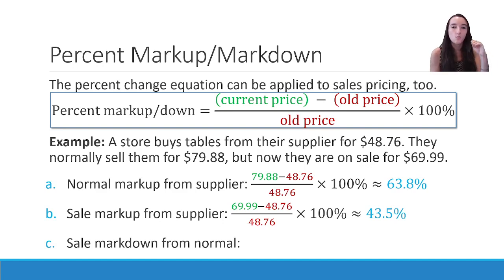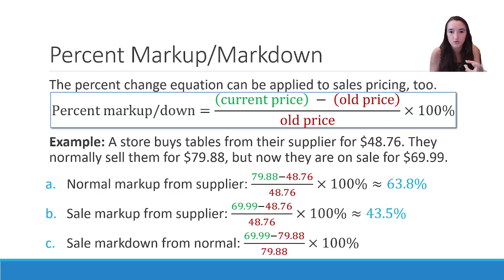Okay, now what about the sale markdown from the normal value? So in other words, what is the actual discount? What if I the consumer go into this store and I buy the table on sale, what percent discount did I get? So now I'm referencing the normal selling price, $79.88, and my current price is the $69.99.